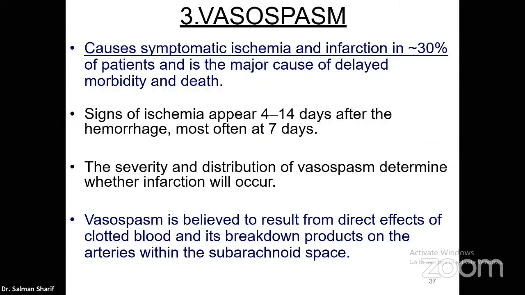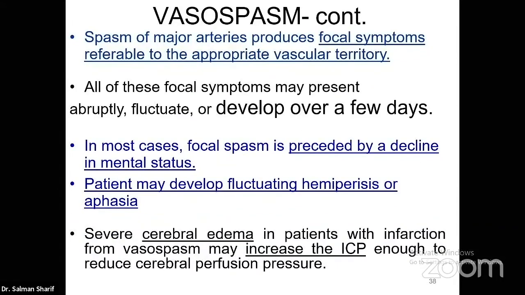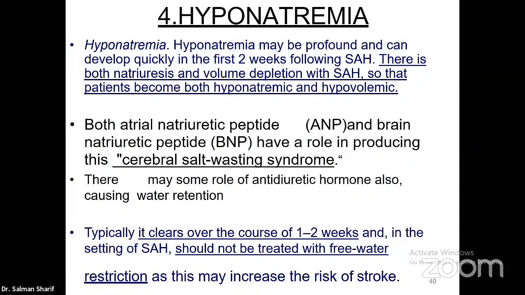Vasospasm is another drastic complication, and it should be managed accordingly to prevent ischemic defects to the brain. In most cases, vasospasm can be prevented by nimodipine, a calcium channel blocker, giving adequate fluid, maintaining blood pressure, and keeping the patient sedated. Hyponatremia is another complication that can be treated by giving adequate fluids, daily checkup of the electrolytes, and maintaining good blood pressure.